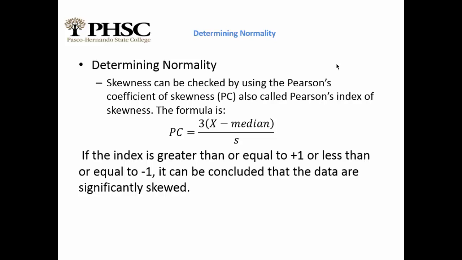The other way that we can determine normality is by checking skewness. Skewness can be checked by using Pearson's coefficient of skewness, also known as PC. The formula is 3 times (x̄ minus the median) divided by s. Now, if the index is greater than or equal to +1 or less than or equal to -1, then it is significantly skewed and is not a normal distribution.